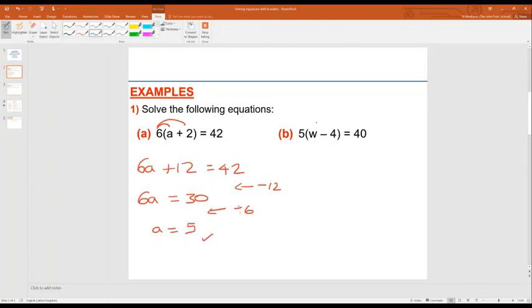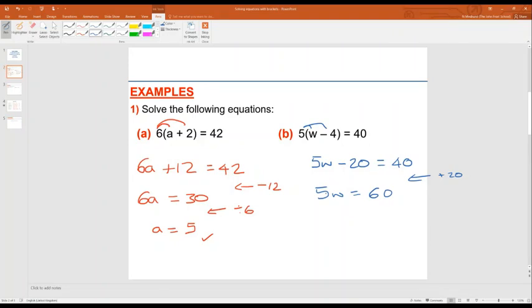Okay, same thing for question B then. So expand the bracket first. So 5 times by w is 5w. 5 times by minus 4 is minus 20, and that is equal to 40. And now we start doing the inverse and we work out the value of w. So this says minus 20 here, then the inverse of minus 20 is to add 20. So we'll add 20 to both sides. We end up getting 5w equals 40 plus 20, which is 60.